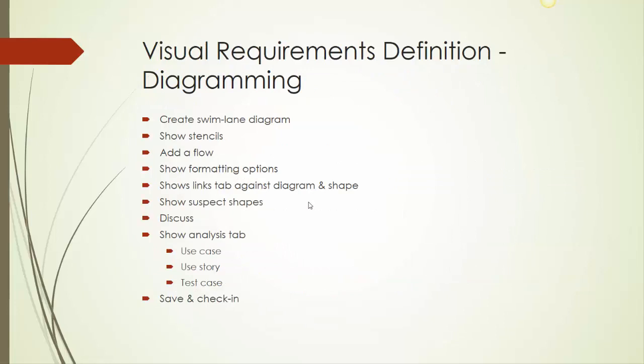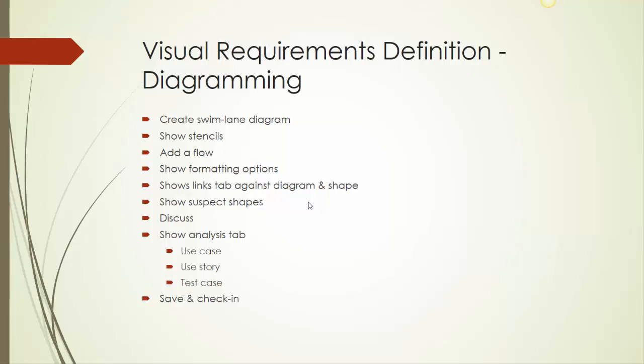In this training module, we will look at creating diagrams. We'll look at swim lane diagrams, use case diagrams, and flowcharts. We'll look at the various stencils that are available. We'll define a flow and look at some formatting options. And we'll also take a look at how you identify suspect links or suspect shapes. We'll look at how to do discussion, so we can discuss online on the diagram.